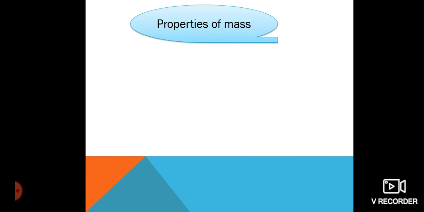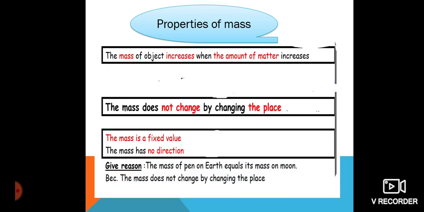Properties of mass. The mass of an object increases when the amount of matter increases. The mass doesn't change by changing the place. The mass is a fixed value. The mass has no direction. Give reason. The mass of a pen on Earth equals its mass on the Moon, because the mass doesn't change by changing the place.